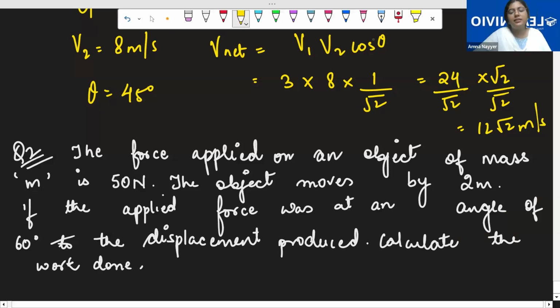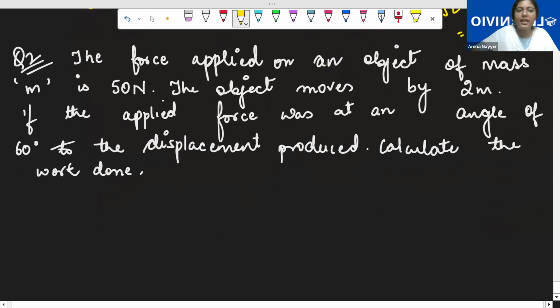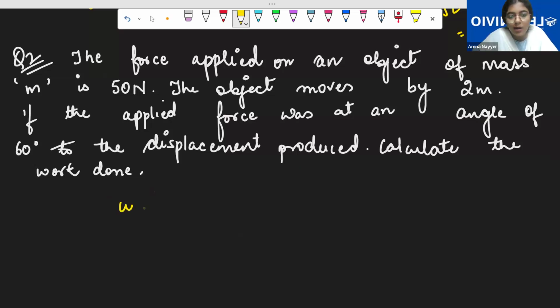Look at this question. It says the force applied on an object of mass m is 50 Newton. The object moves by 2 meters. If the applied force was at an angle of 60 degree to the displacement produced, you have to calculate the work done. The formula of work done is F dot S. Now, Humaira, expand this formula. What have you learned in dot product? How should we write this? What comes next?